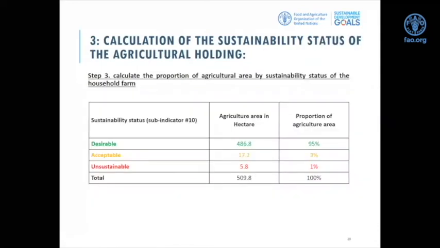And once we carry out all these steps, the last step remains the same, like in the case of all other sub-indicators. We add together all the areas classified as green, yellow, and red, and divide them by the nationally representative agriculture area to derive the proportions by green, yellow, and red colors.